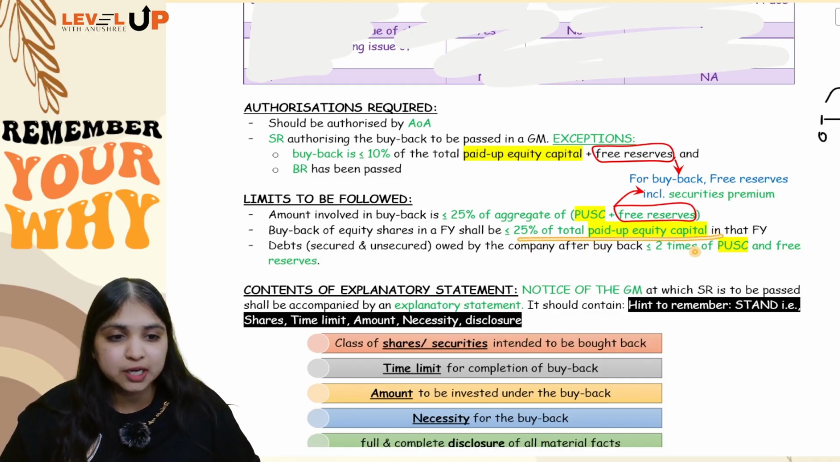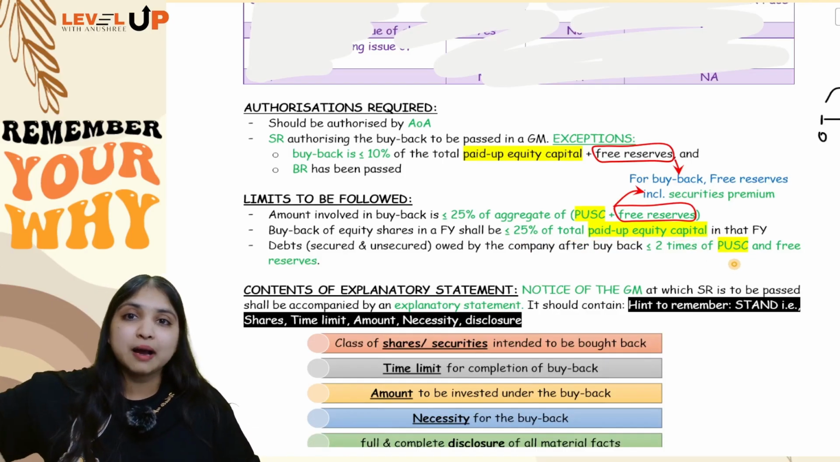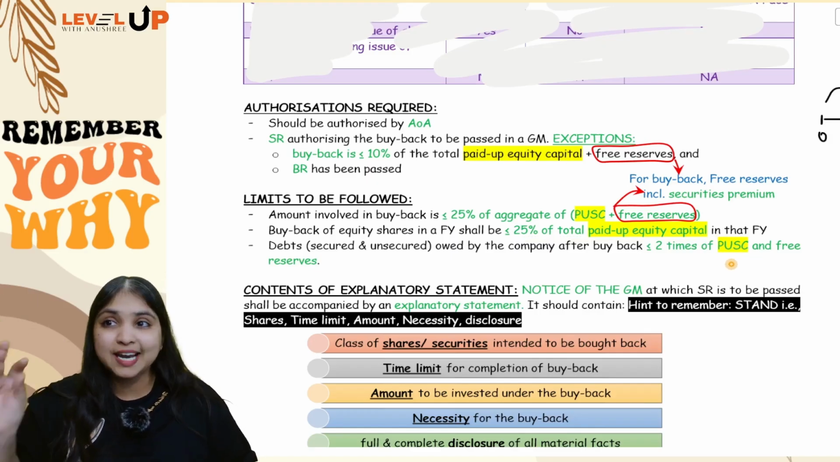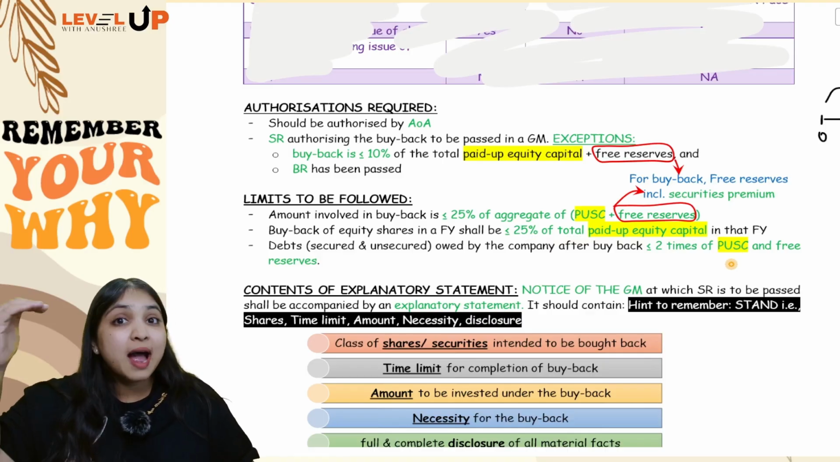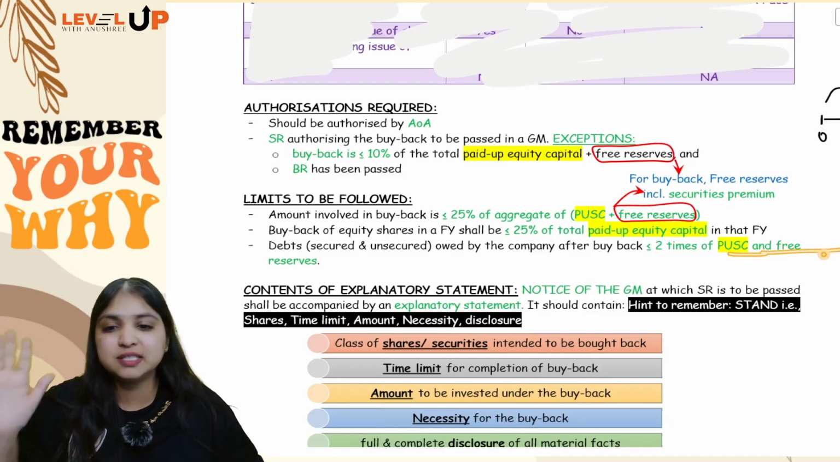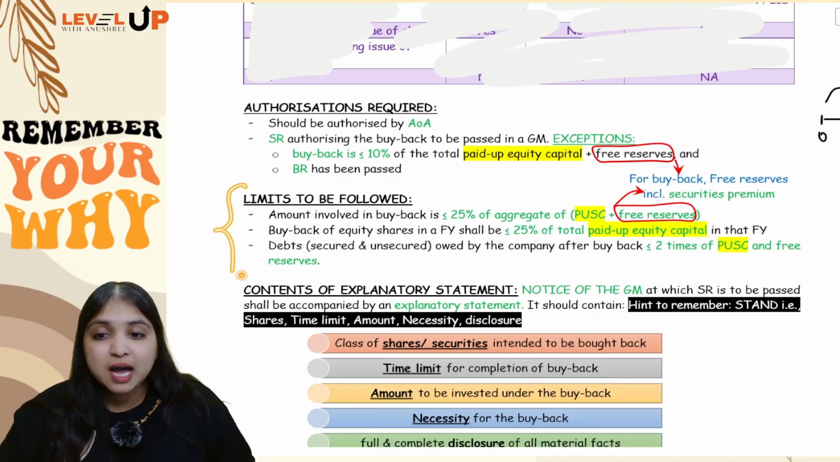25% of total paid up equity share capital. And after buyback, debt can be more than equity, but debt should not be more than 2 times of equity. Debt by equity should be less than or equal to 2. And when you're calculating the debt equity ratio, equity will mean paid up share capital plus free reserves plus securities premium. So this was our 3 limits guys.